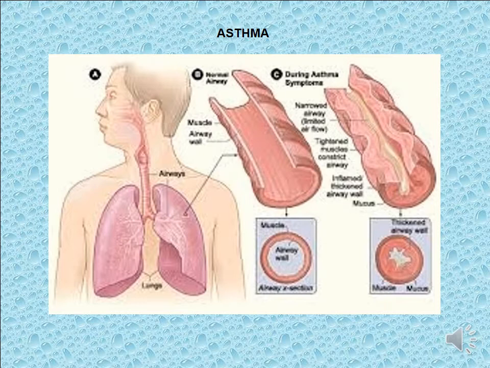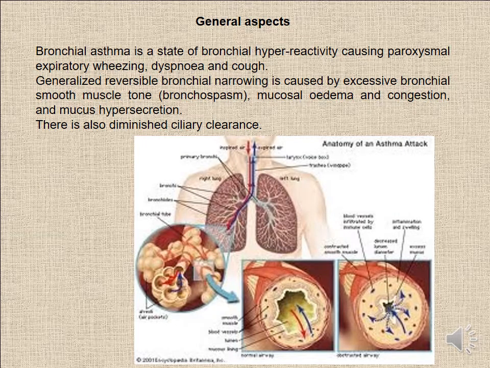Now the second disease is asthma. What is asthma? Asthma is a state of bronchial hyperreactivity causing paroxysmal expiratory wheezing, dyspnea, and cough. Generalized reversible bronchial narrowing is caused by excessive bronchial smooth muscle tone, leading to bronchospasm, mucosal oedema and congestion, and mucus hypersecretion.